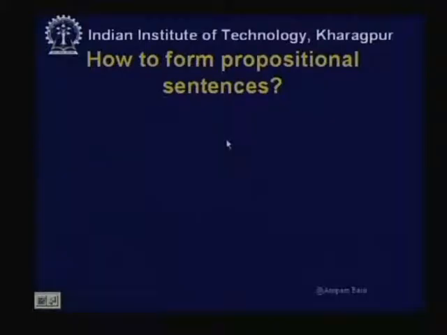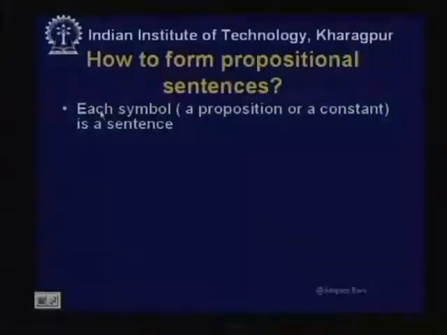Now, we will see the meaning of those, but before that let us see how to form propositional sentences. We have got the vocabulary, which is a set of propositional symbols, we have got the logical operators, and we have got the logical constants like true or false. So, let us see how we can form logical sentences using this. Each symbol, whatever that proposition is, is a sentence. It is always a sentence.